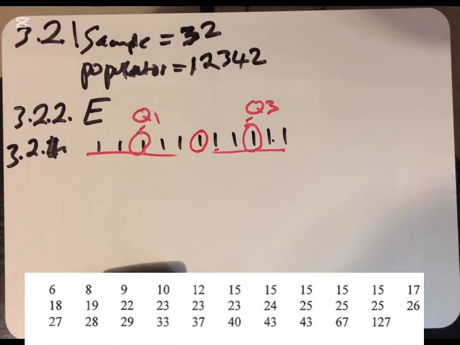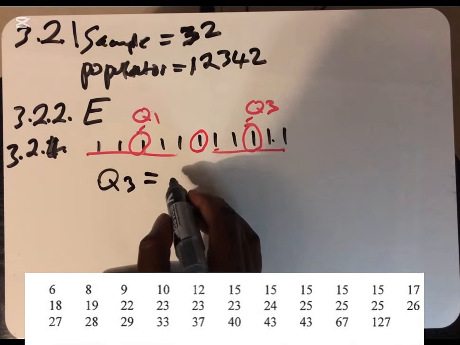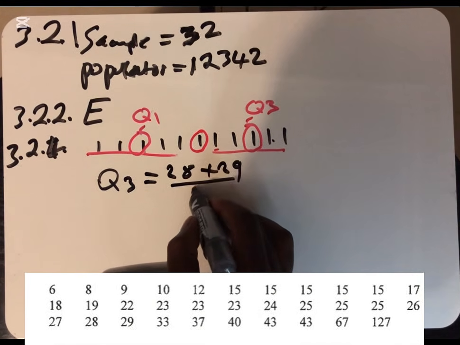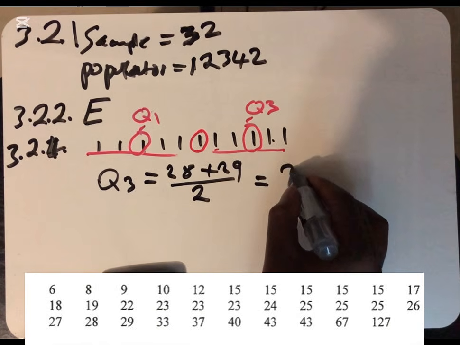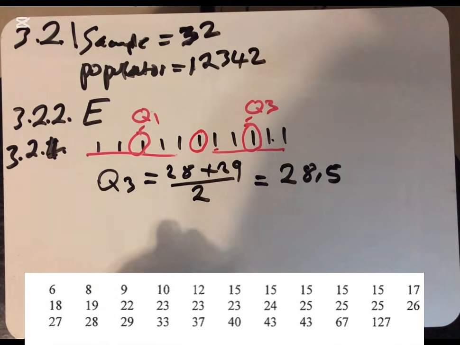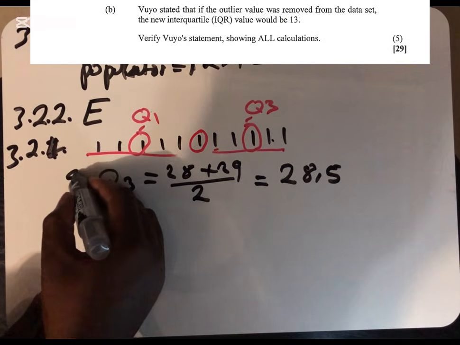So we can see that our Q3 is between 28 plus 29. We divide it by 2. When you divide this by 2, we are going to get 28.5. 28.5 is going to be our upper quartile, which is 3 marks. It was question A.